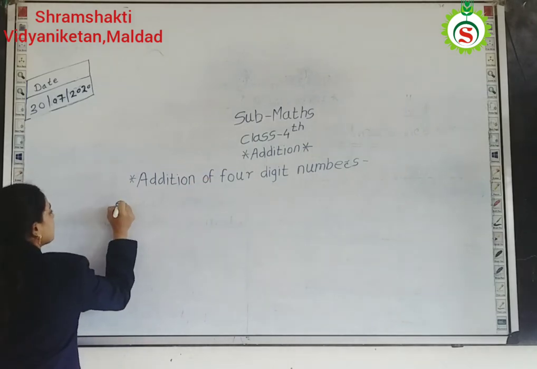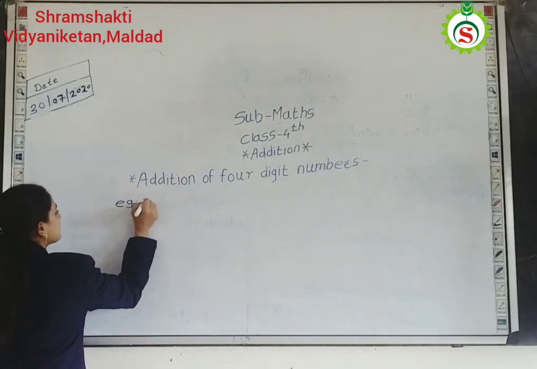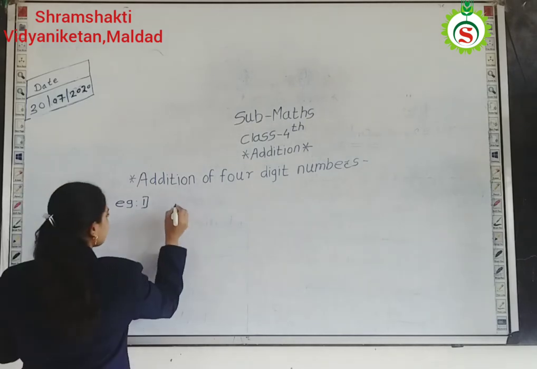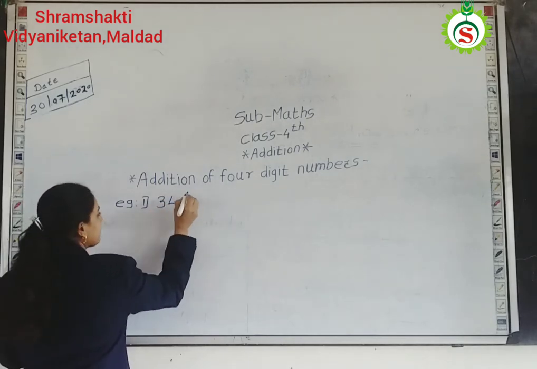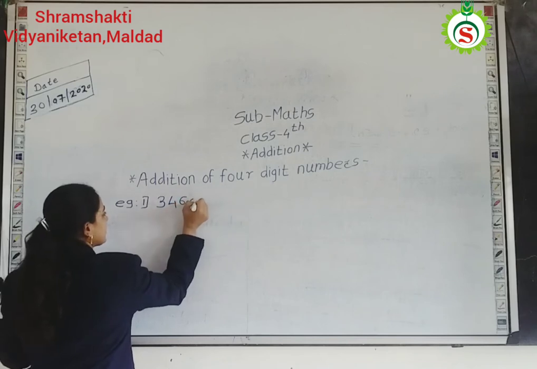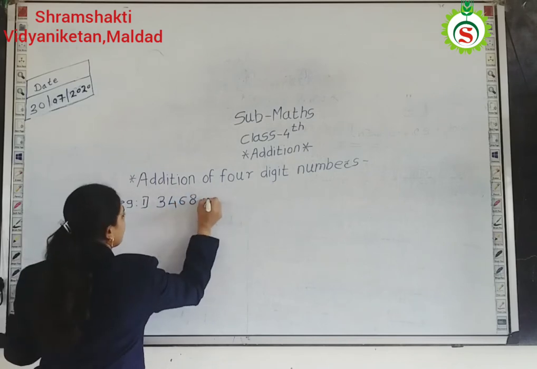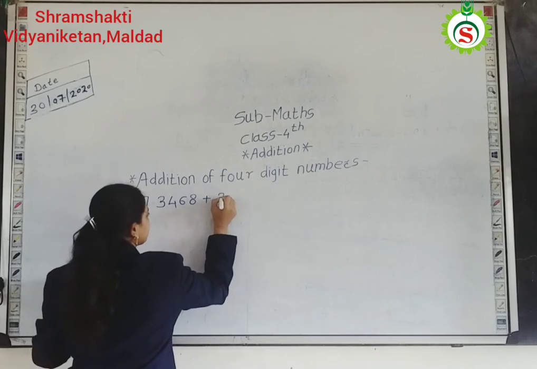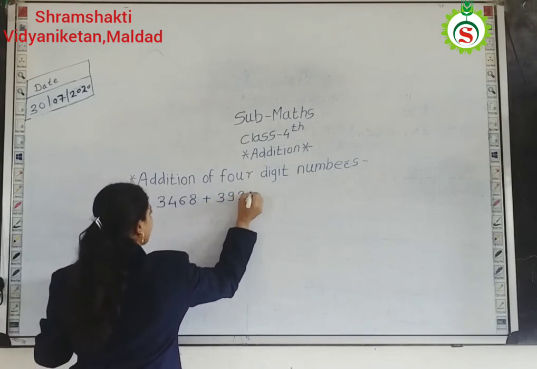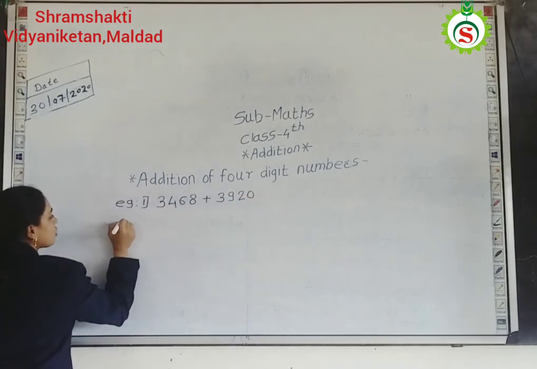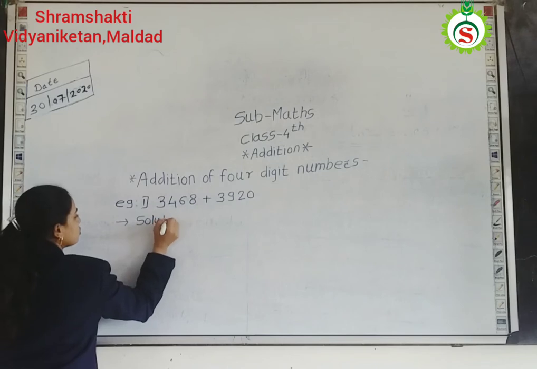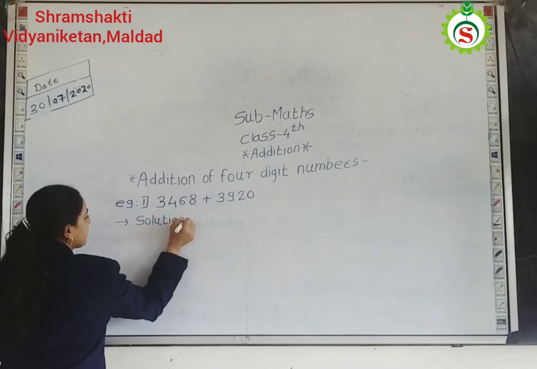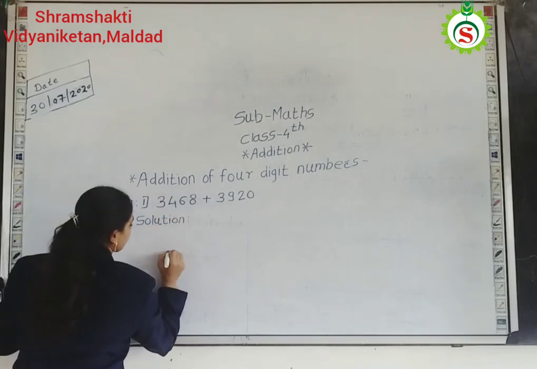Suppose example first is 3468 plus 3920, and we have to solve this example. Therefore, solution. Write down this example.